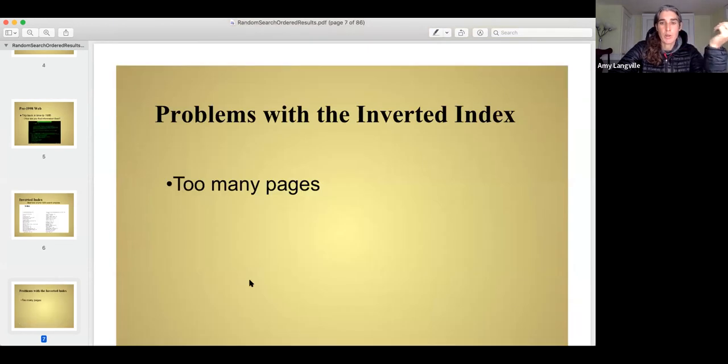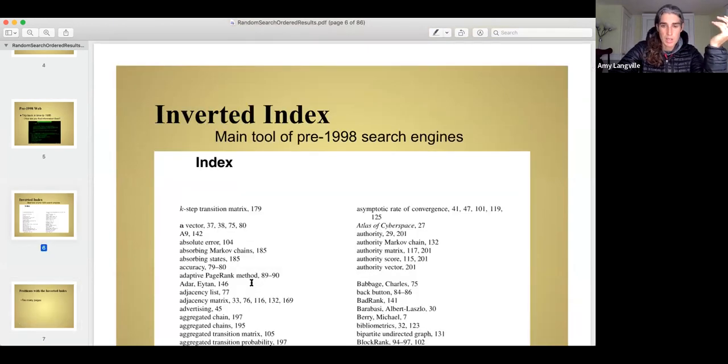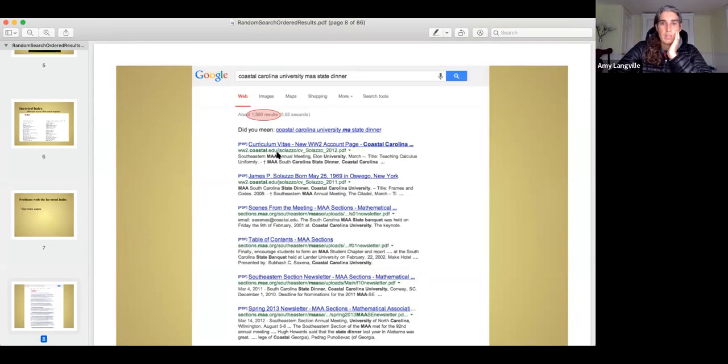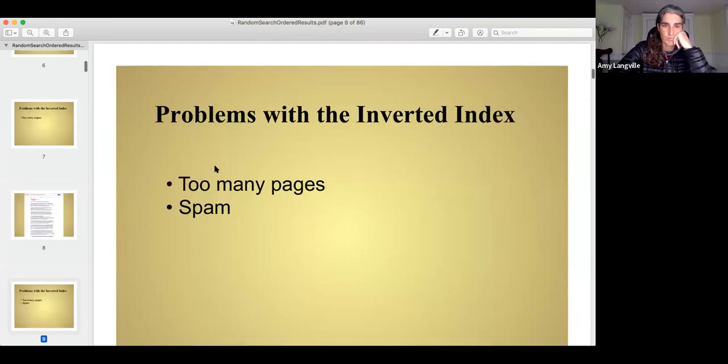The problem with this inverted index is clearly there are way too many pages. Instead of 6 things listed here, there might be 6,000, or 600,000. You've seen that for some of the searches you do. Even for a very specific, obscure search that I entered for that particular talk they asked me to give, there were 2,000 results.